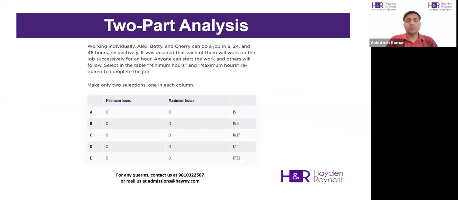Next one is the 2-part analysis. In 2-part analysis, you will have one question given. Based on that question, you will be having 2 answers. You have to find 2 answers because there are 2 questions being asked. You have to select one option for each column. So you have a question here which is asking you for the minimum hours, maximum hours. You have the options A, B, C, D, E given. So you'll select one number for the first column, one number for the second column, and that is going to be your answer.